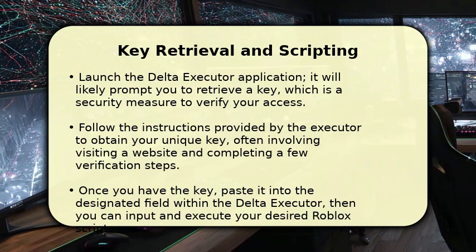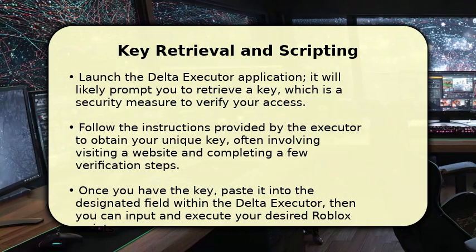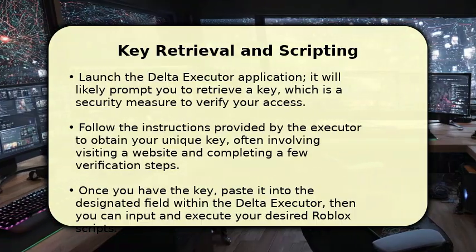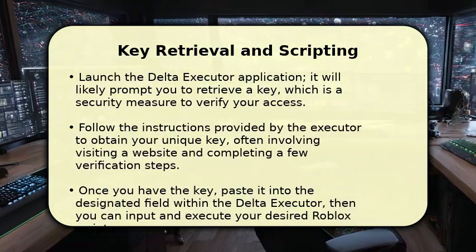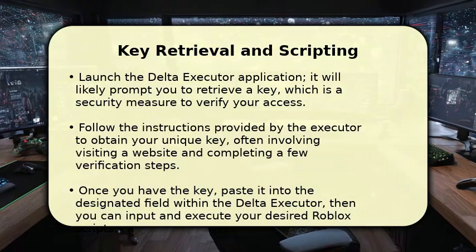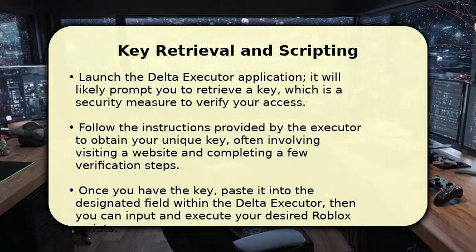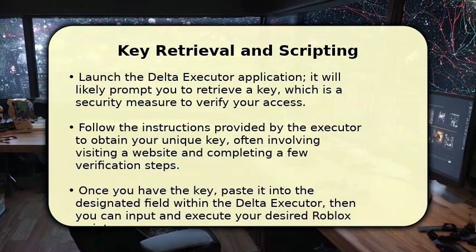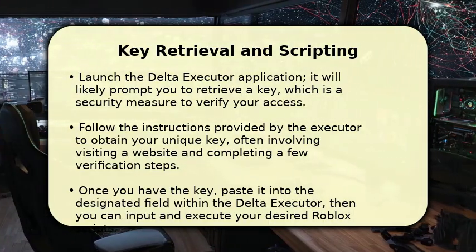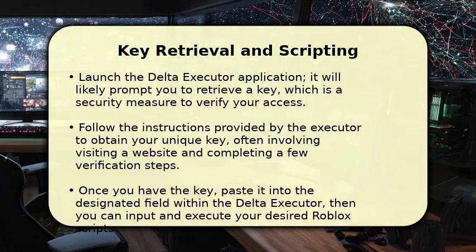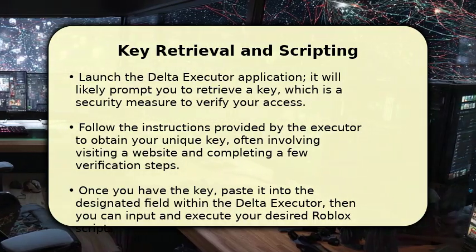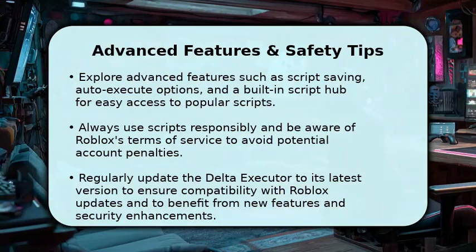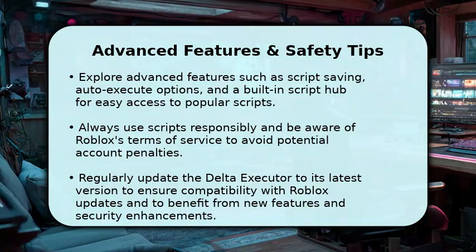With Delta Executor installed, you'll need to retrieve a key. This key acts as your access pass, ensuring secure usage. The application will guide you through a simple process, usually involving a quick visit to a website to complete a few verification steps. Once you have your unique key, paste it into the Executor. Now, you're ready to input your favorite Roblox scripts into the provided text area and execute them, transforming your gameplay experience.